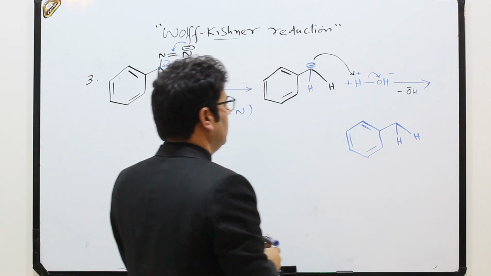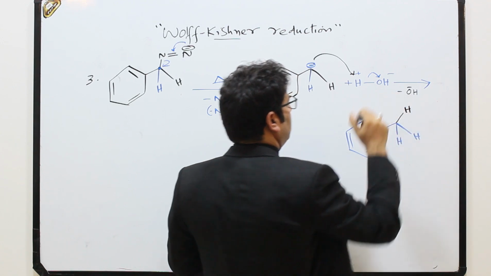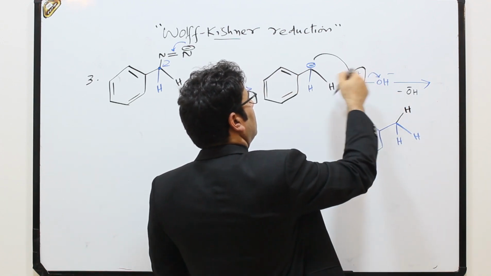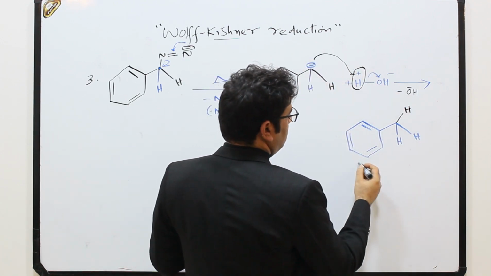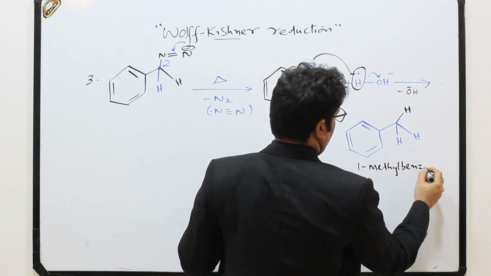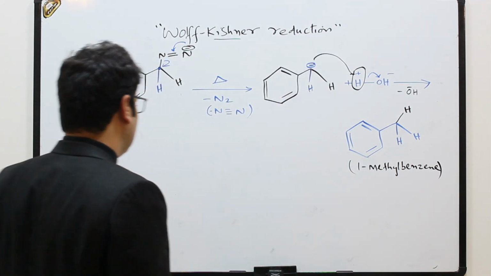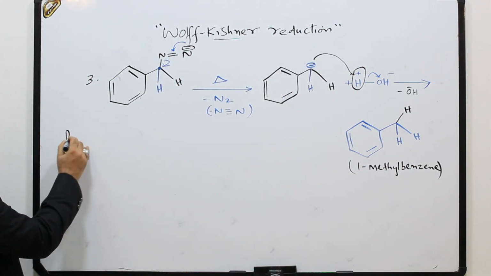We will get the final product. This hydrogen will come here. So what is this molecule? 1-methylbenzene. This is the mechanism. Now let me give you some practice exercises.